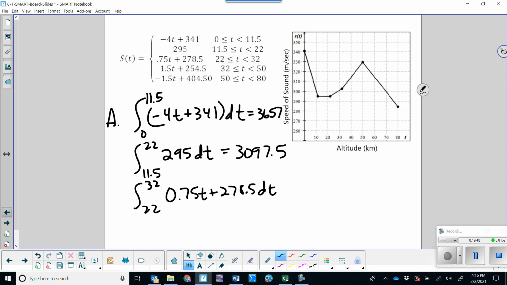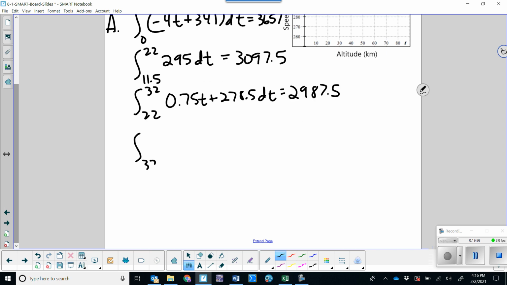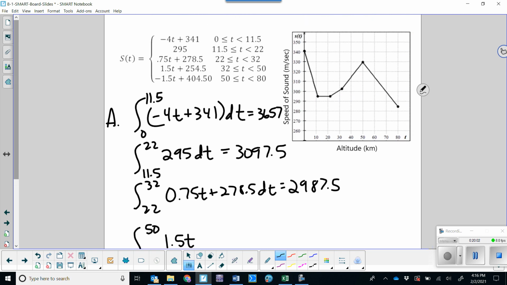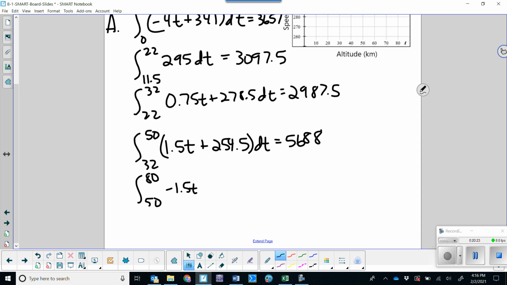And of course, if you want to practice in your calculator, this would be good practice for that. And then I have to go from 32 to 50. And then I use this equation. Again, I'm looking up here. I'm just using the equation over the interval that I'm at. And that's going to be 5,688. And then I integrate from 50 to 80. Negative 1.5t plus 404.5 dt, and that answer is 9210.